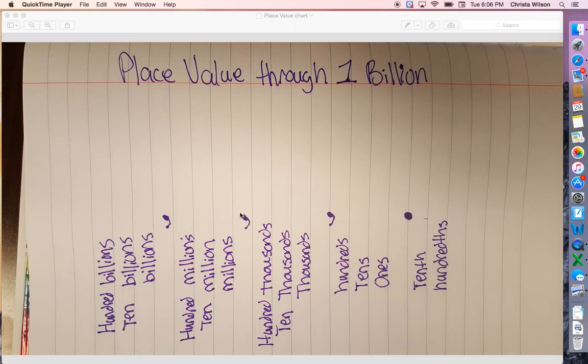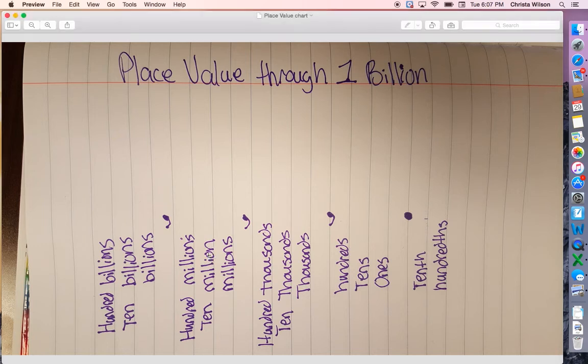Our next period is going to represent our millions period. We start with our millions, left of the 100,000, our 10 million, and our 100 million. Then we place our comma, and then our next period represents billions. So we have billions, 10 billions, 100 billions. Now that completes our chart.